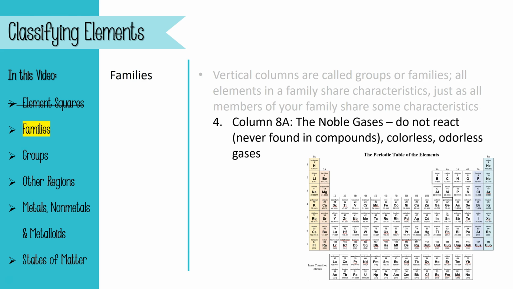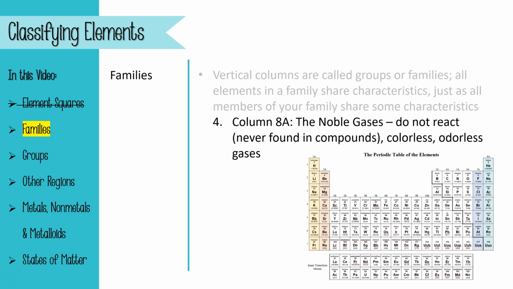Finally, we come to the last column on the periodic table, 8A. Elements in this family are called noble gases. They include helium, neon, argon, krypton, xenon, radon, and element 118, which has recently been named oganesson.